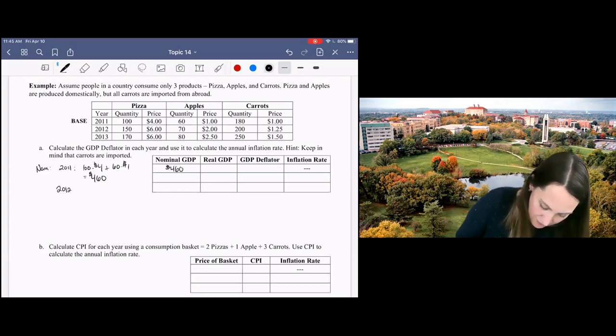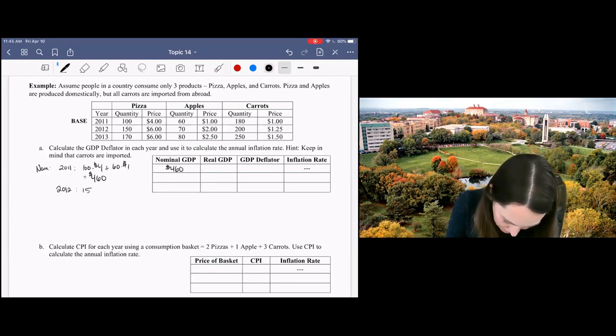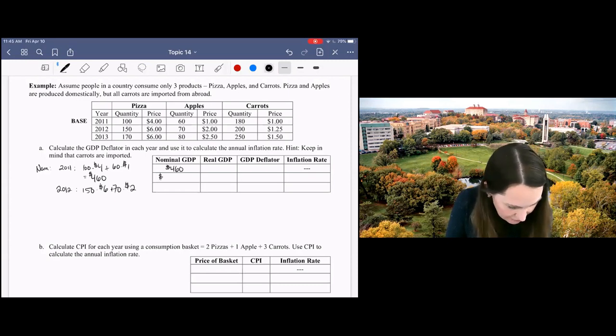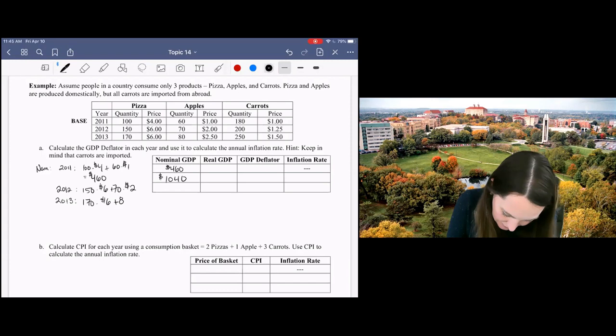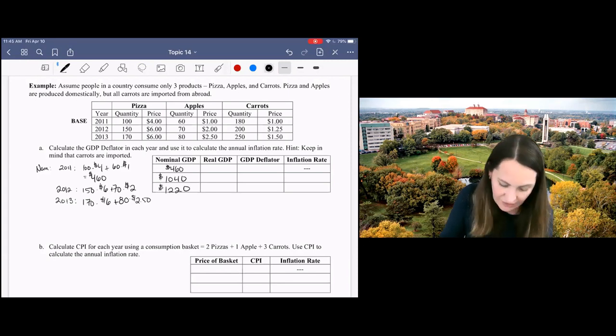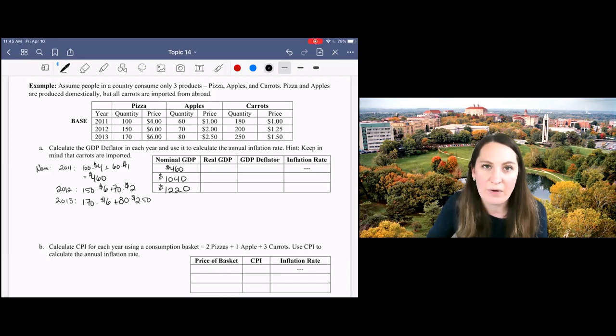For 2012, we've got 150 times 6 plus 70 times 2, which is $1,040. And for 2013, we've got 170 times 6 plus 80 times 250, which will give us $1,220.